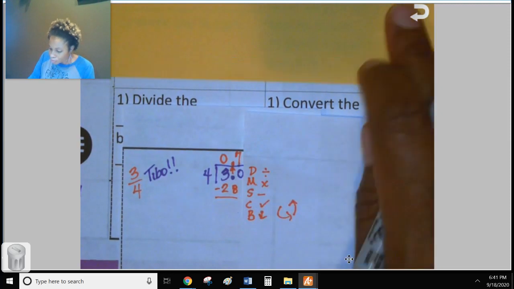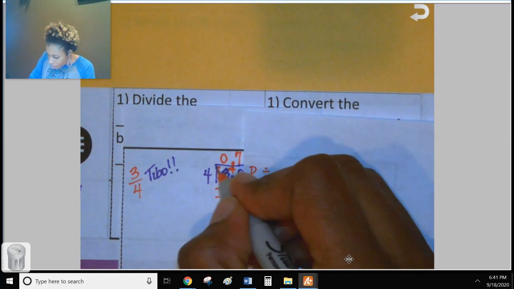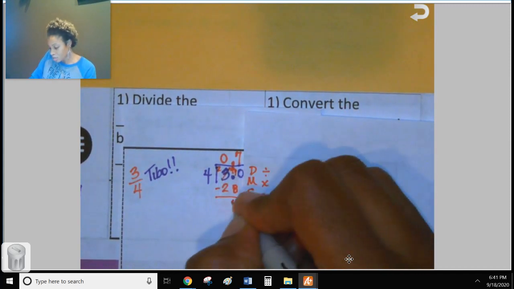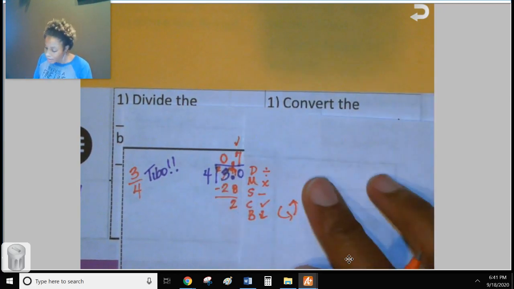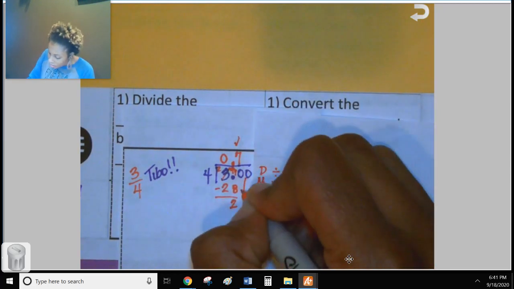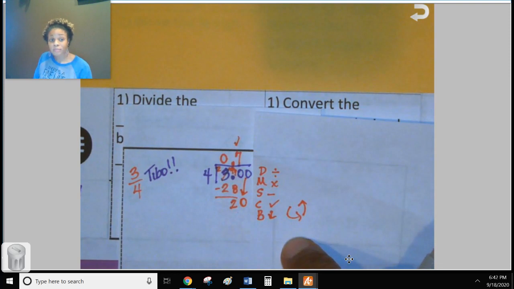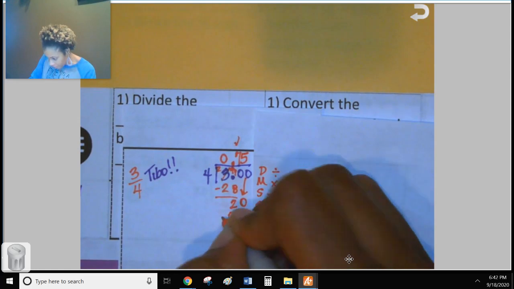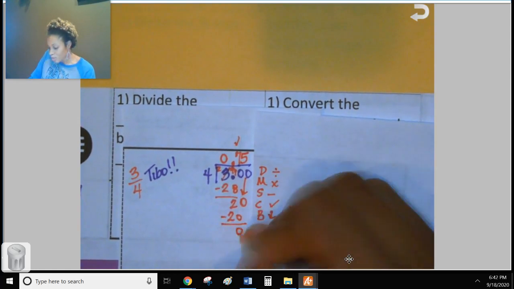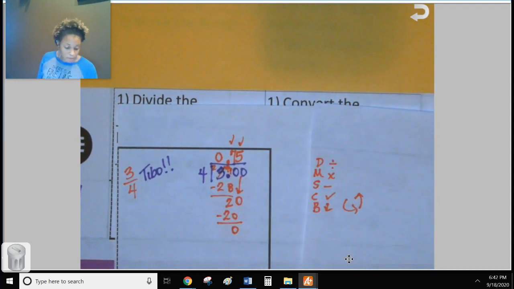We're going to subtract. I have to borrow from the 3. This becomes a 10. 10 minus 8 is 2. 2 minus 2 is 0. Is 2 less than 4? Yes. Check off my 7. Slide my paper over. Bring down my 0. What times 4 will get me closest to 20? 5. 5 times 4 is 20. 20 minus 20 is a 0. 0 is less than 4. Check off my 5. Nothing left to bring down.